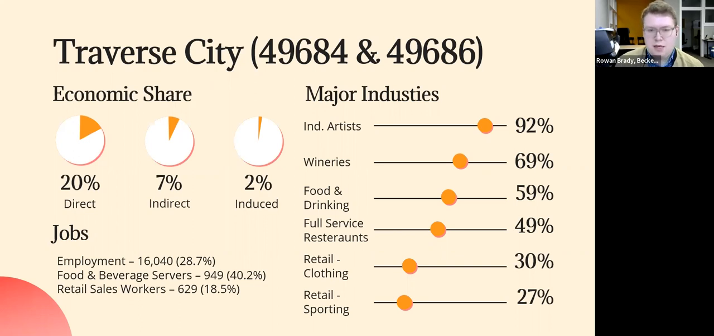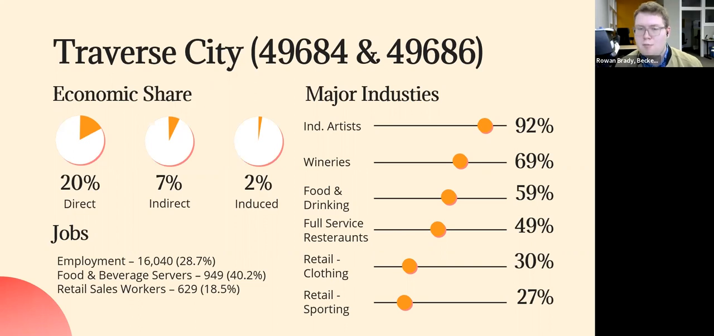So 20% being directly dependent, an additional 7% is indirectly dependent on tourism. The 20% that is reliant on tourism relates to tourists who go to a business. If a tourist buys a sandwich from Mary's Kitchen Port or goes to Spanglish, that's a direct relationship. But Spanglish and Mary's Kitchen Port have to buy ingredients to make those sandwiches, and so that's an indirect relationship. So 7% of the economy is indirectly dependent on tourism. And then finally, 2% of the economy is induced.